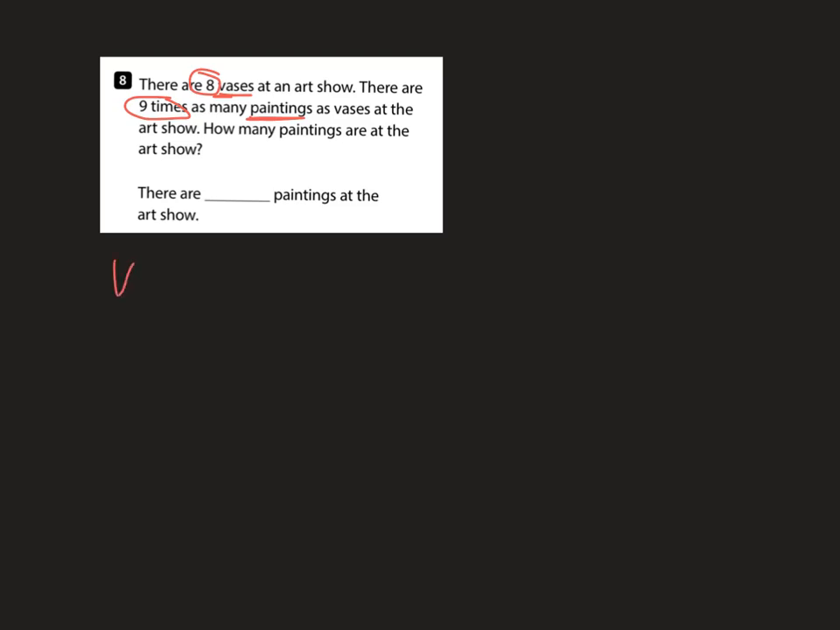Alright, so we have V for vases, and vases equals 8. And then we know painting equals 9 times as many as 8. So we have our variable which is our unknown value, and this is our equation. We're solving for paintings. How many paintings are there? 9 times as many as 8 vases. 9 times 8 equals 72. So I know my paintings equals 72.